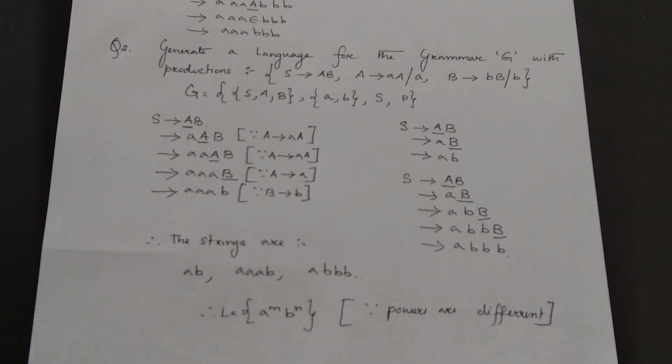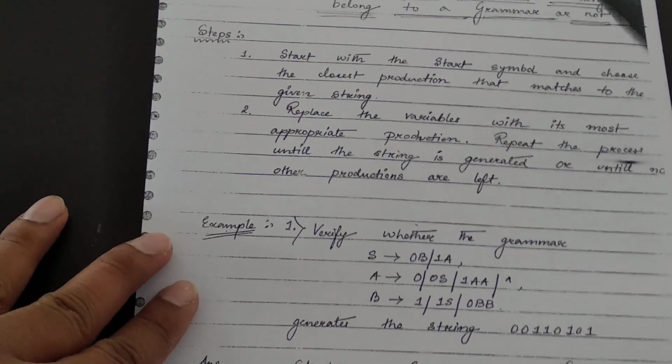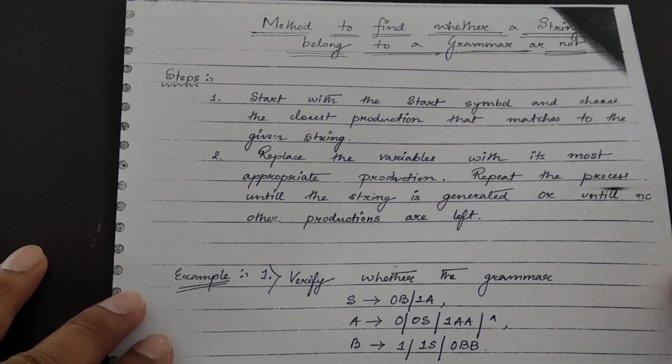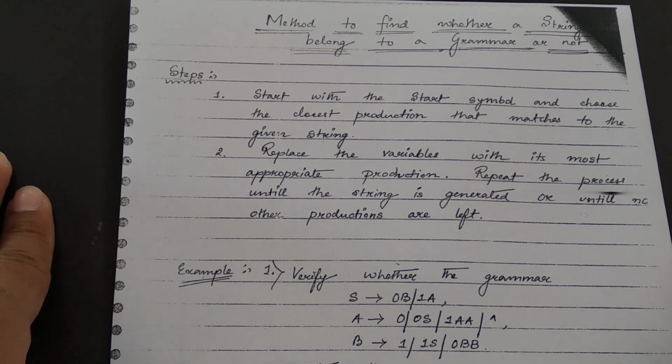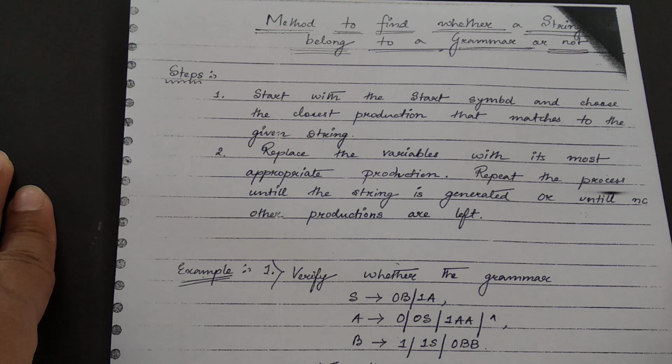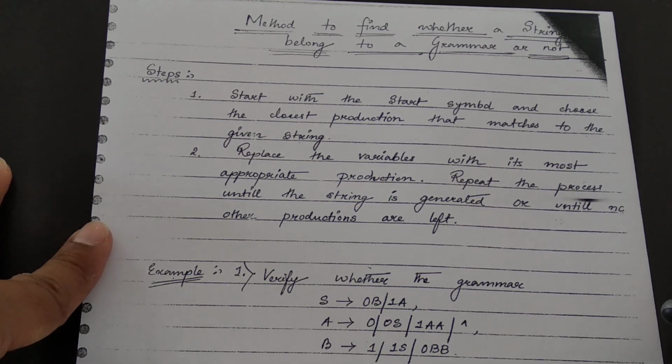Now let us go with the third pattern, where you have to verify whether a grammar is generating a string or not. That means a string will be given to you, and you have to verify whether that particular grammar is generating it or not. For that, I'm taking an example. Suppose this one. Here I have already mentioned the method to find out whether a string belongs to a grammar or not. So I won't be writing these things. You can pause the video and check it out, or you can note down the steps.